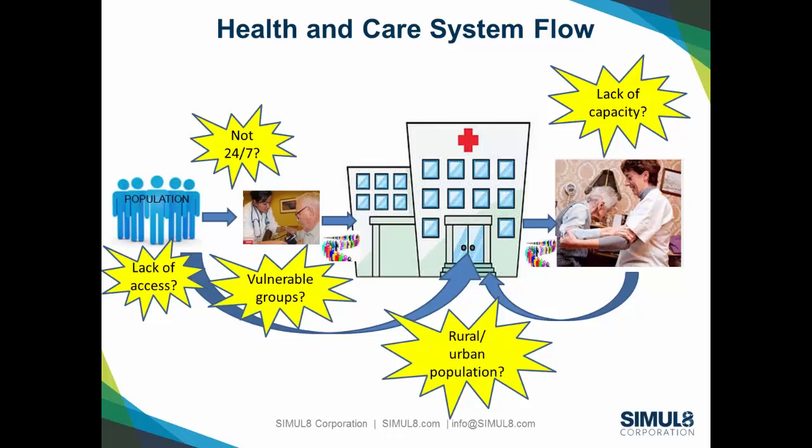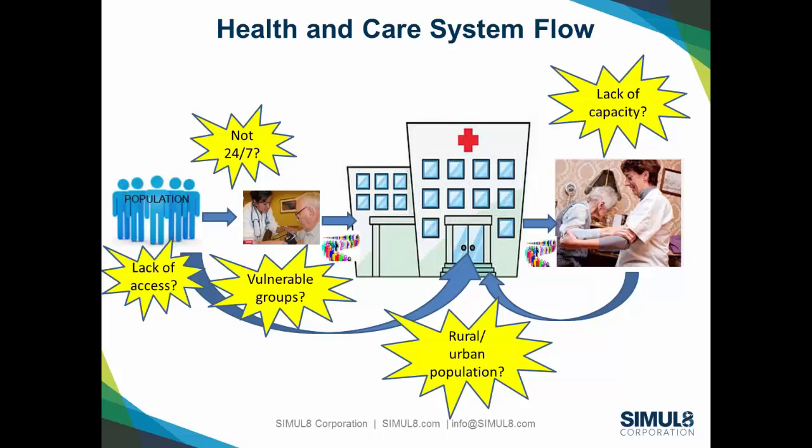So I'm just putting up a picture there of the health and care system flow. Now you'll know this very well, but we're starting from the viewpoint of looking at a given population, the population that you're responsible for, and then how they move through primary and community care services into the hospital and then back out into the community again, and what support they might need.